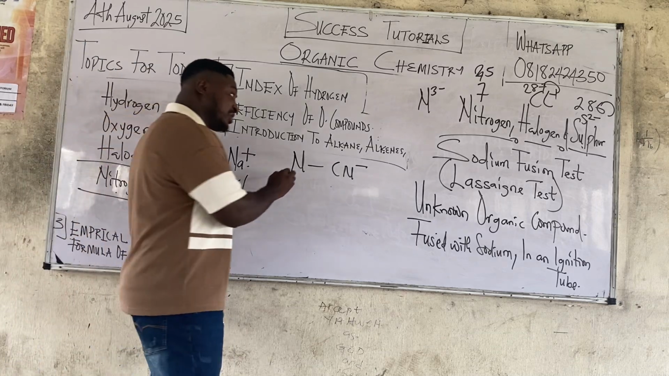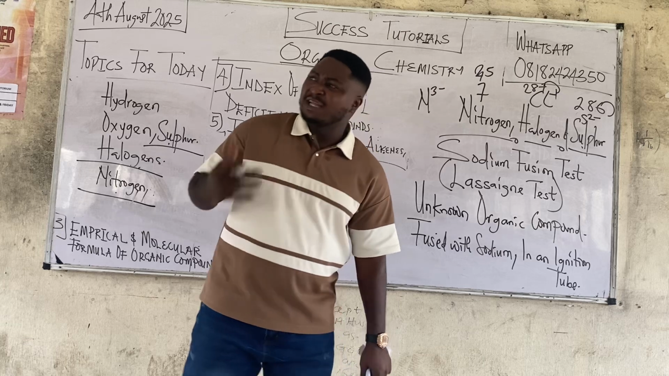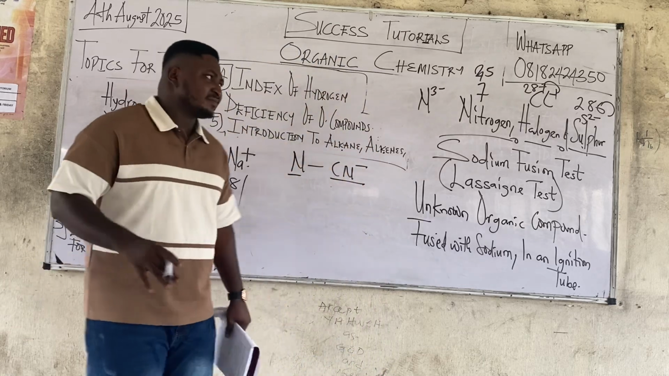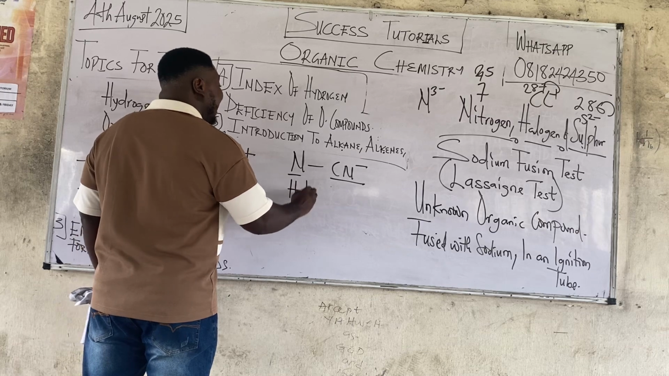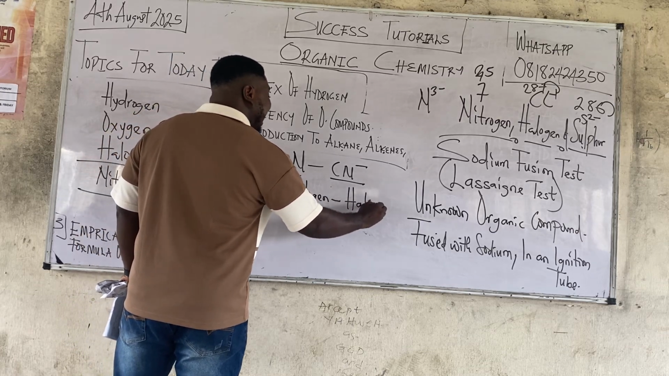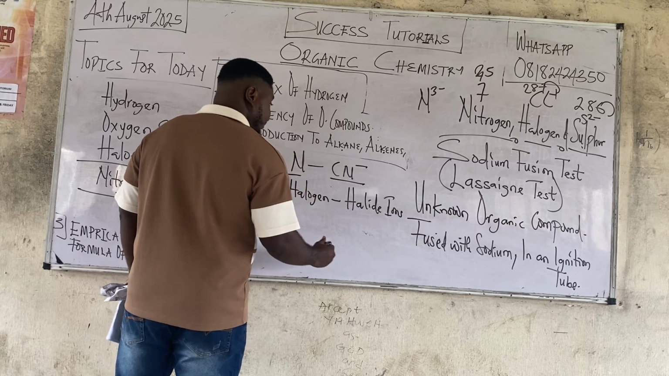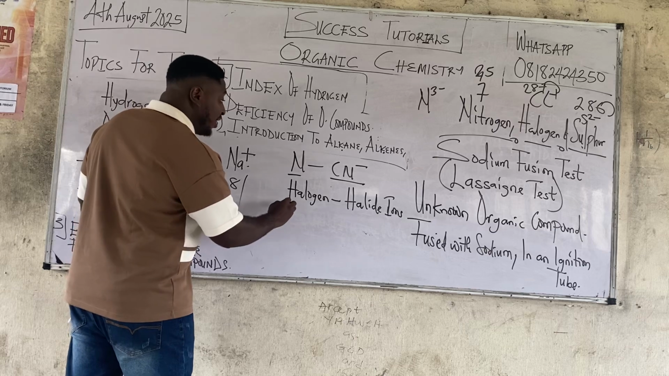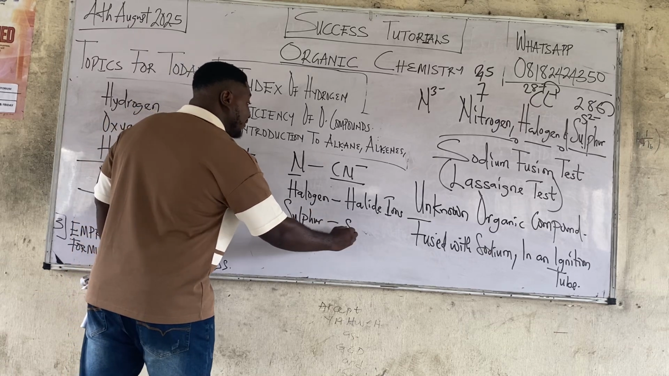This is an exam question. Nitrogen is converted to cyanide. During the Lassaigne test, nitrogen is converted to cyanide. Halogens are converted to their respective halide ions. And sulfur is converted to sulfide ions.